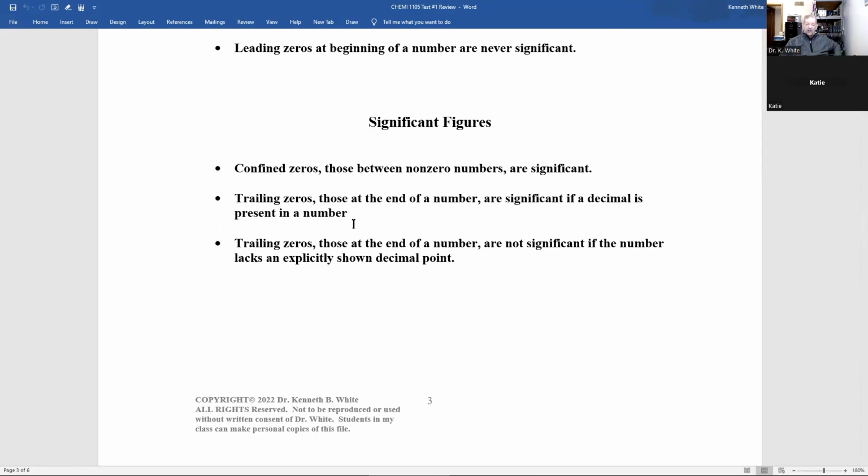Trailing zeros, those at the end of a number, are not significant if a number lacks an explicitly shown decimal point. You should know for test 1, if I give you a number, how many significant figures it has. And we went through that.